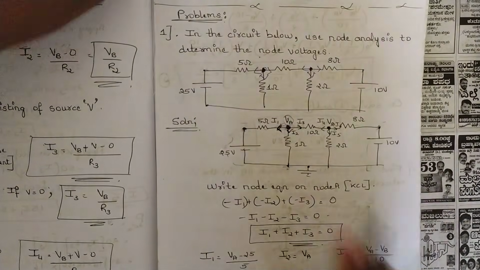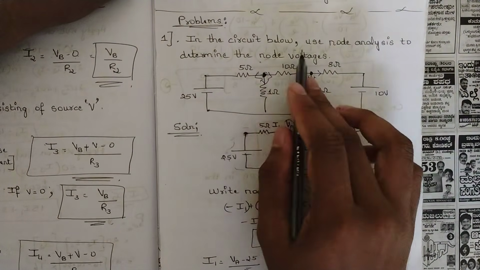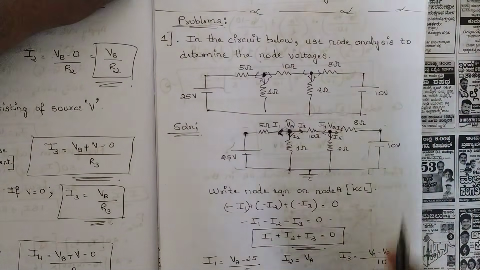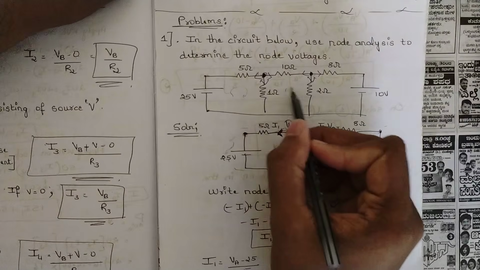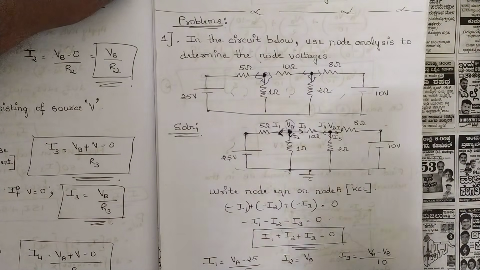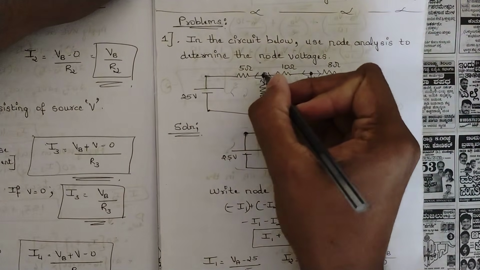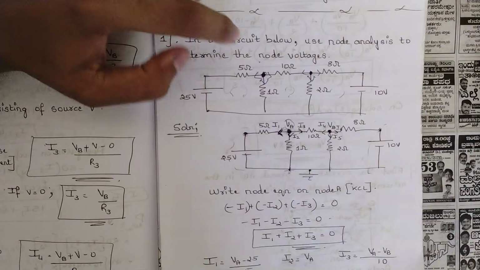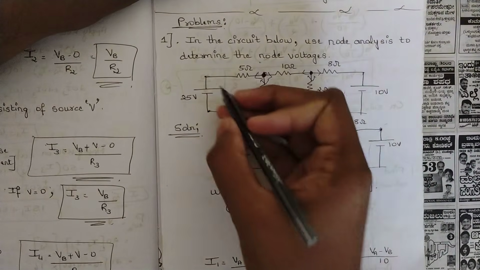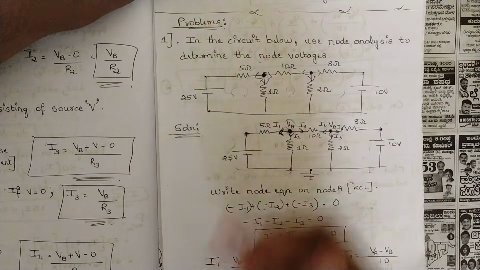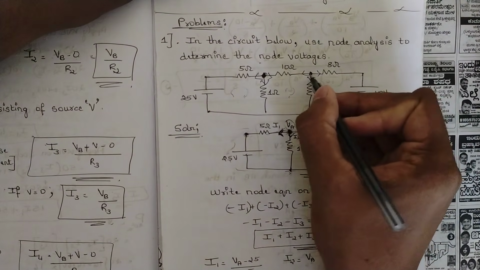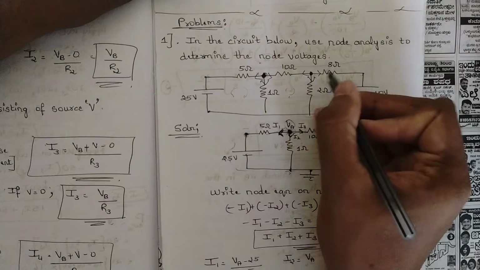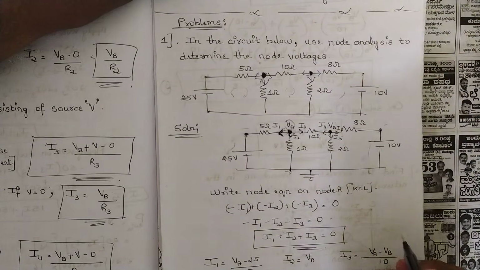Here we have the first problem: in the circuit below, use node analysis to determine the node voltages. Here we should not apply mesh analysis by writing the loops. Here we should do node analysis, so we should consider the nodes. I've told you the definition of node, that is where two or more branches meet. So in this case we can consider this as one node where three branches meet, and this as another node where three branches meet. So these two nodes we can call two principal nodes.